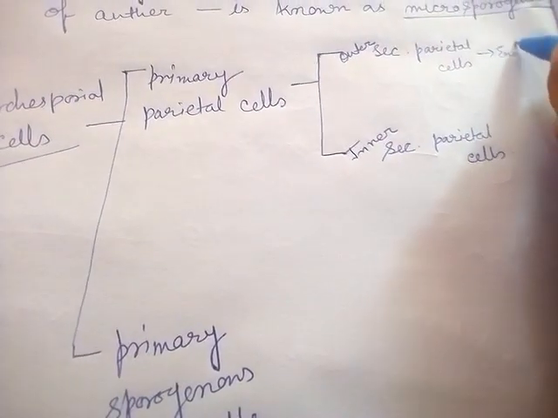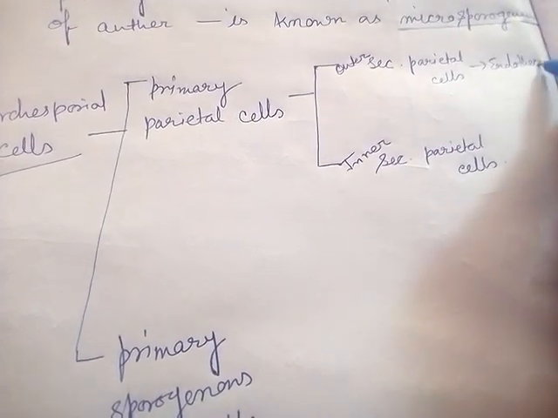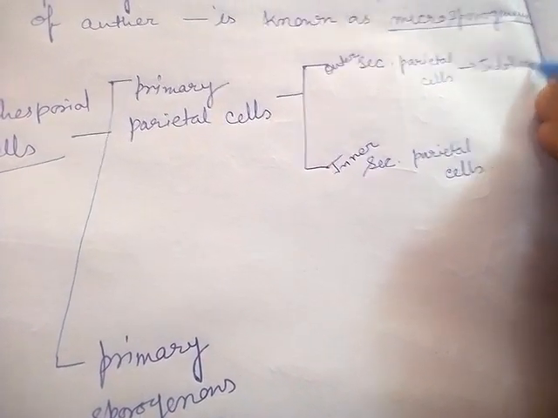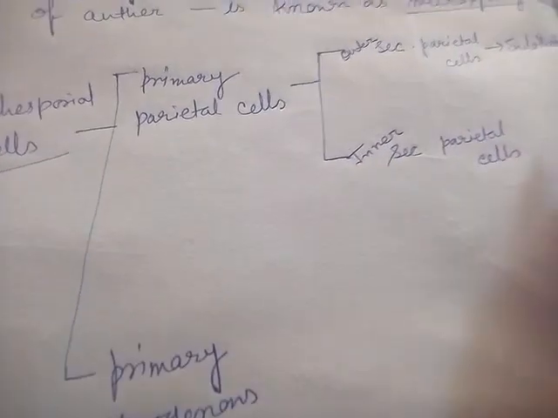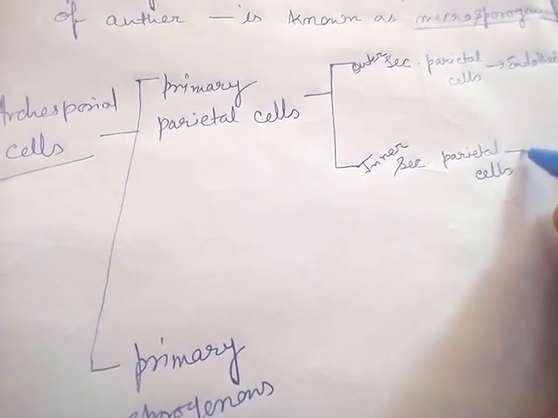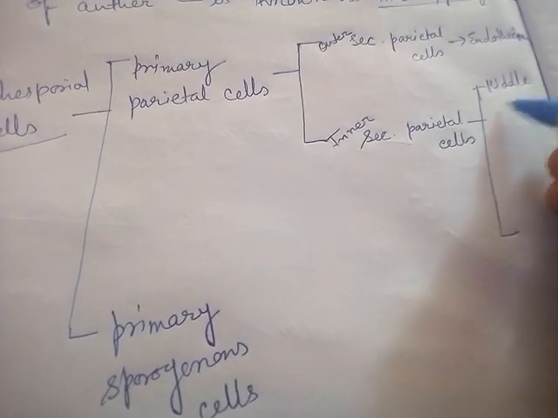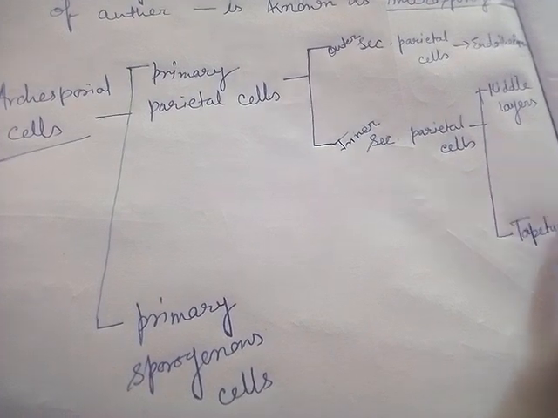And from outer secondary parietal cells, the endothecium layer is formed. And from inner secondary parietal cells, the middle layers and tapetum are formed.